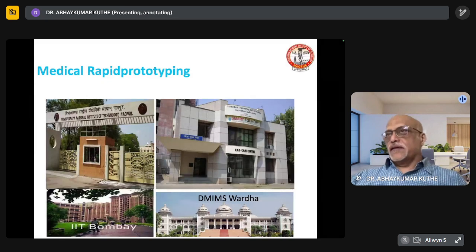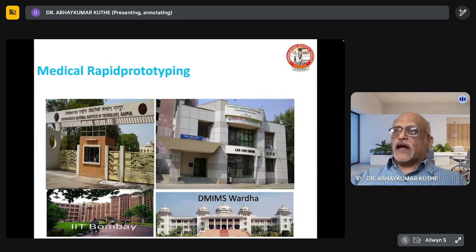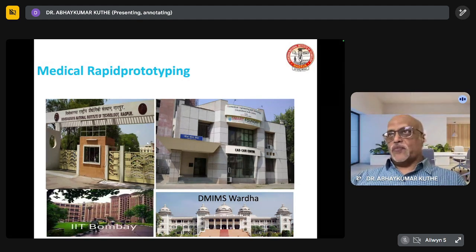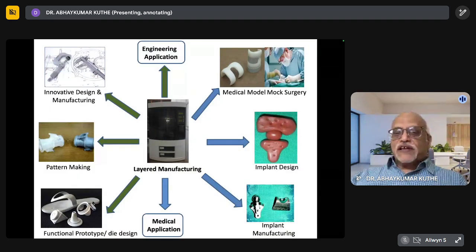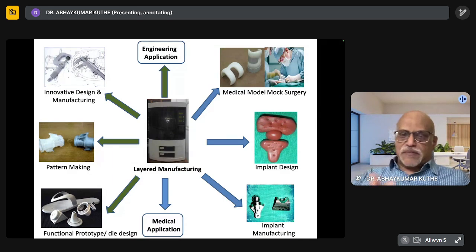Even now, IISc Bangalore, IIT Kharagpur, and IIT Kanpur, all of us are together working with DIMS Wardha. I'm really happy to tell you that this medical institute has helped us in entering this particular domain of medical sciences, and we have used their facilities to show them how best engineering can be useful to them. So when you look at 3D printing or additive manufacturing, I just mentioned two applications. One is the engineering application, represented by the green arrows, and by the blue arrows I have shown the medical applications.